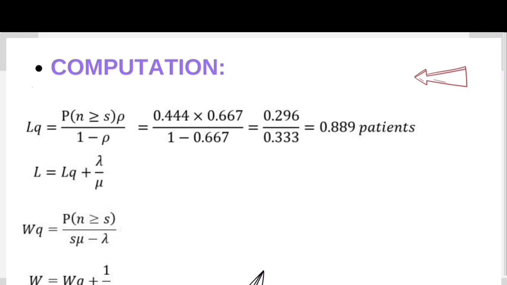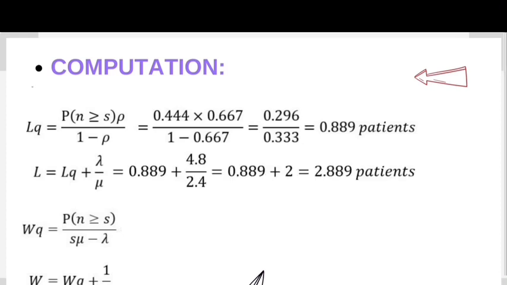The result for LQ is 0.889 patients. That means that on the average, there are about 0.889 patients in the waiting line for service. Then, to compute L, take note that we need to substitute the value of LQ into the formula of L, and we compute the final value of 2.889 patients in the system.